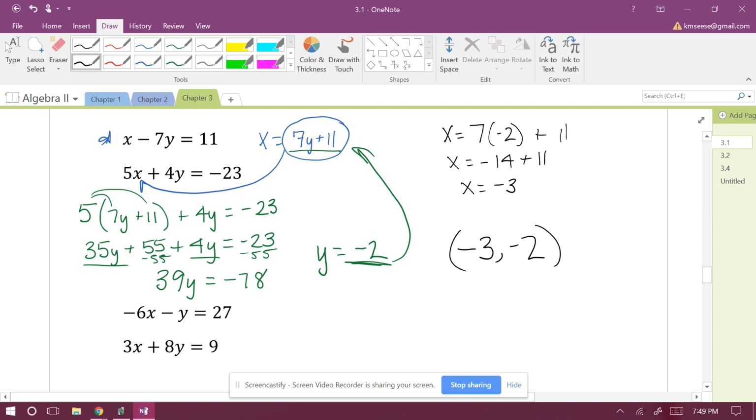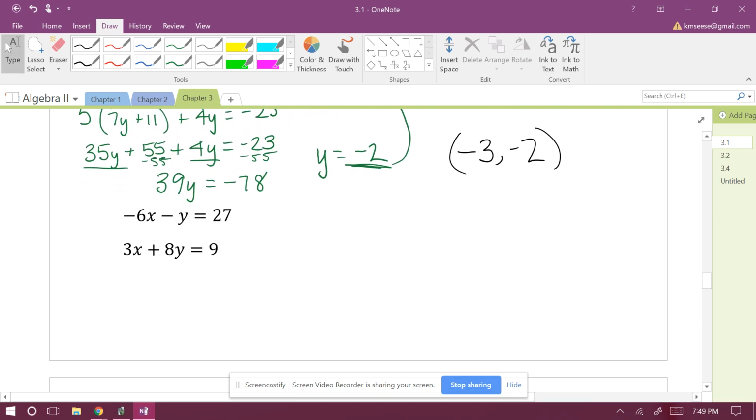What I would like you to do now, because I'm going to stop the video here for this one, I want you to attempt this next one, negative 6x minus y equals 27 and 3x plus 8y equals 9, completely on your own. And we'll go through the answer real quick at the start of the next video.